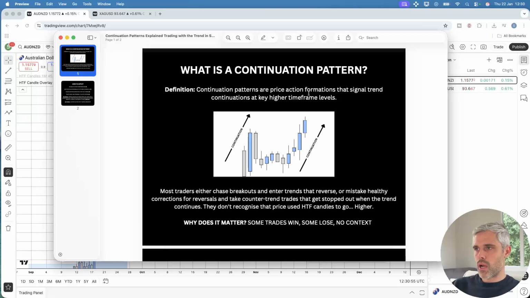Continuation patterns are price action formations that signal trend continuations, and they happen at key higher time frame levels. Most traders either chase breakouts or enter trades that reverse, or mistake corrections for reversals and take counter trend trades. So that's the whole thing that we're trying to avoid. And it matters because we want to avoid the situation where some patterns work, some don't, and we just don't have the context we need to get better as a trader.